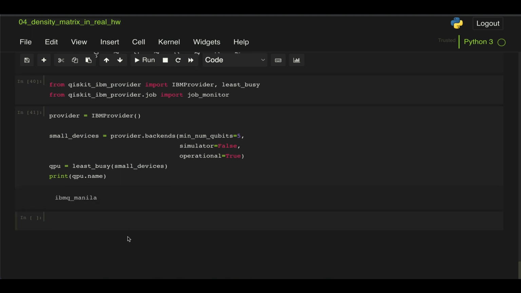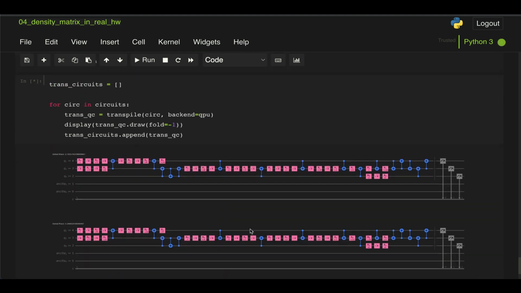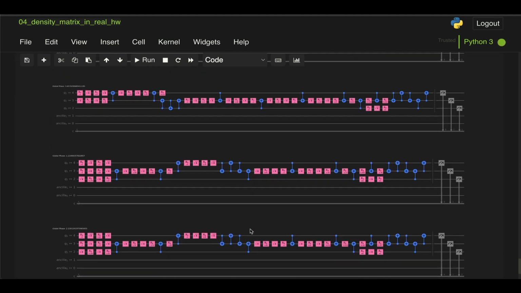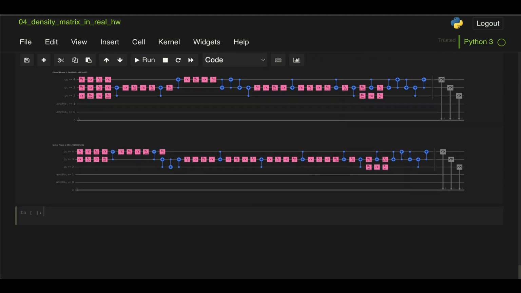And then what we need to do next is transpile our circuits again, but now using the QPU as the backend instead of the simulator. And I'm going to display those circuits just for you to see that this is actually turning that initialization block of the state into gates. So here we can see all the 8 circuits that we're generating for each of our 8 possible executions.